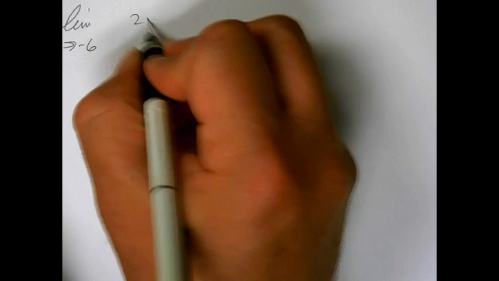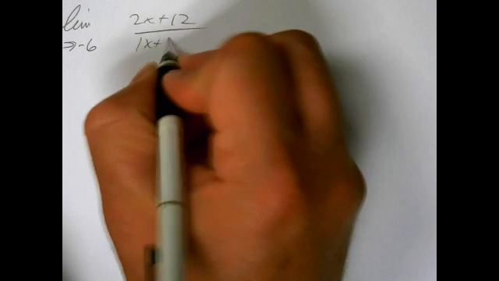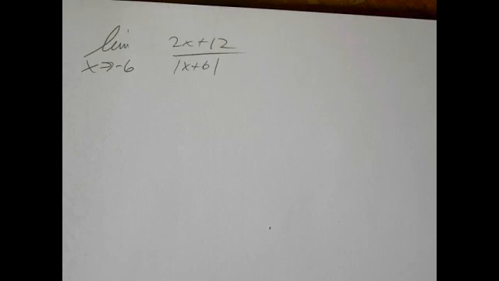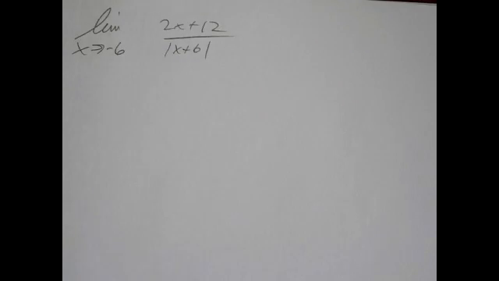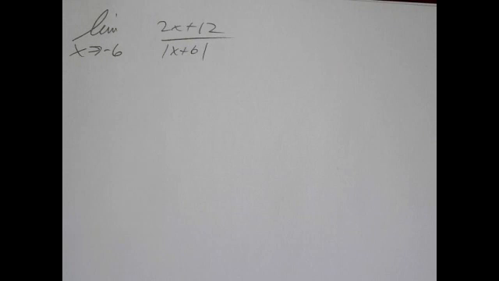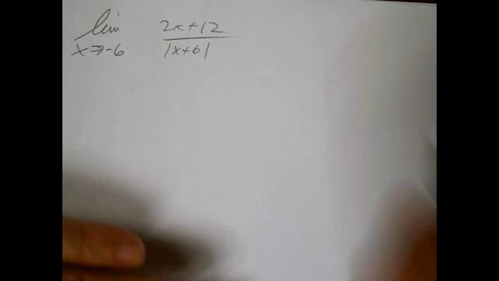Technique number 3, how do you deal with absolute values? The limit as x approaches -6 of 2x plus 12 over the absolute value of x plus 6. When you see absolute value in there, what you have to remember is absolute value can be defined in several different ways. Let's recap that.